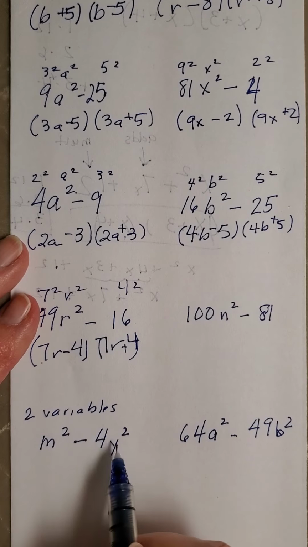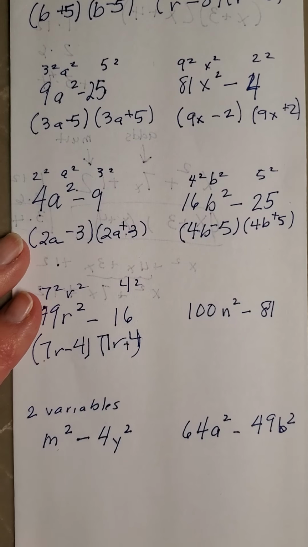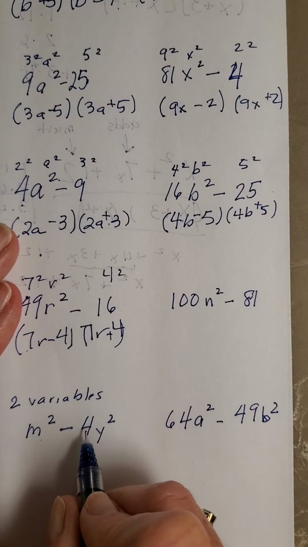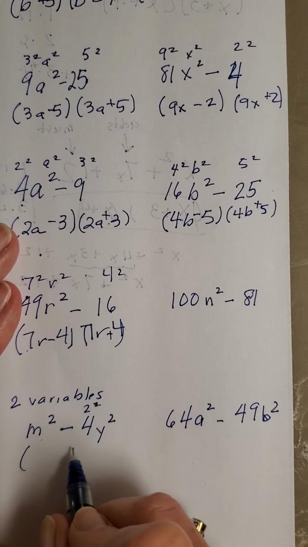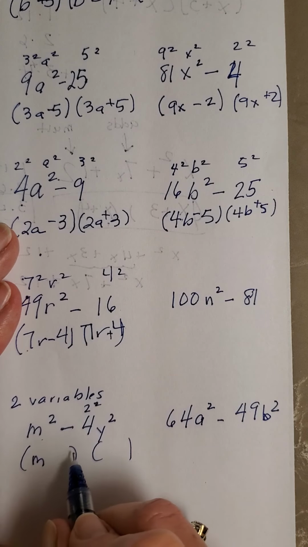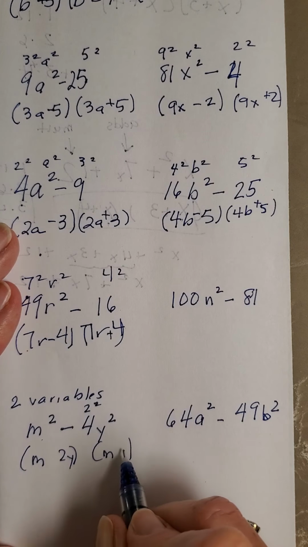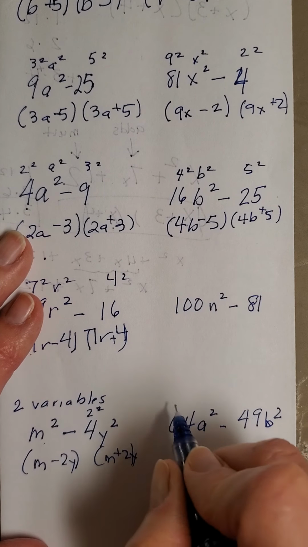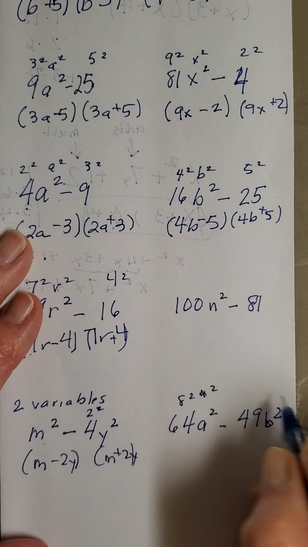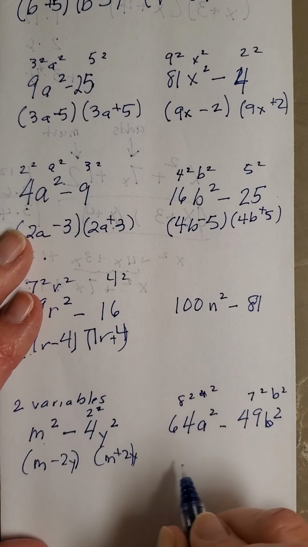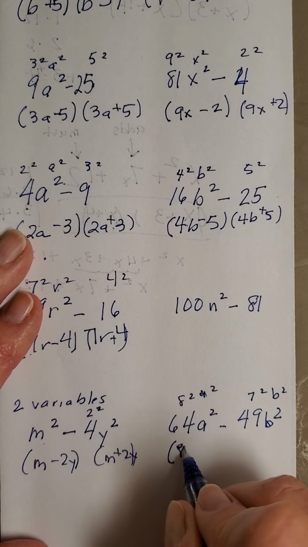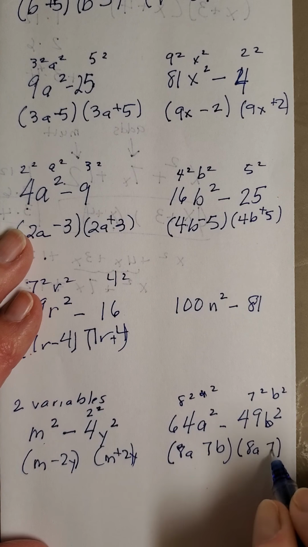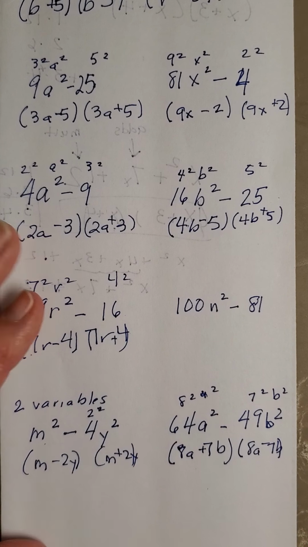Now, sometimes both terms will have a variable. So when we look at this, we have m squared, this is 2y squared. So our factoring is going to be an m and a 2y, an m and a 2y, one's a plus, one's a minus. This is 8a squared, 7b squared. So our factoring is going to be 8a and 7b, 8a and 7b, and again, one's a minus, one's a plus.